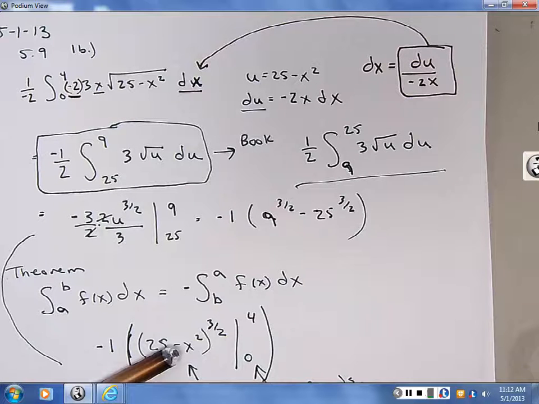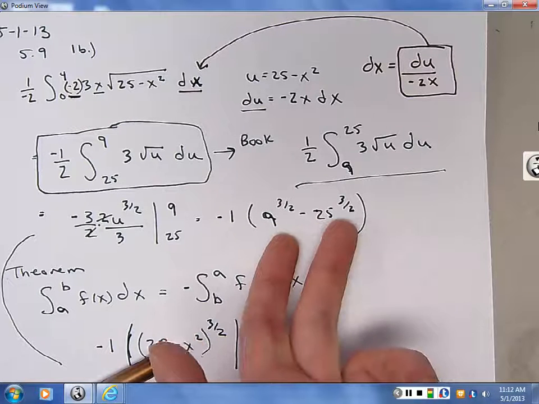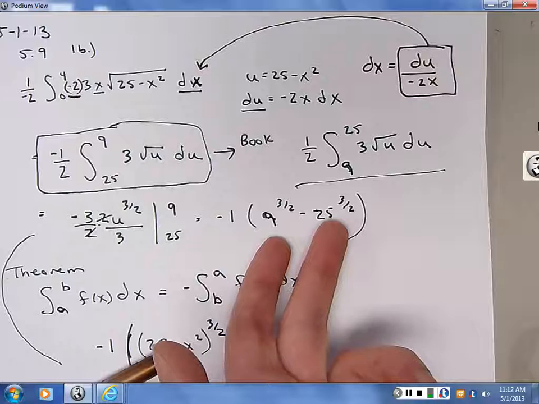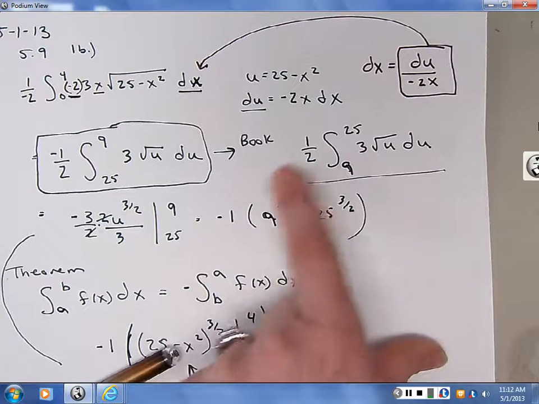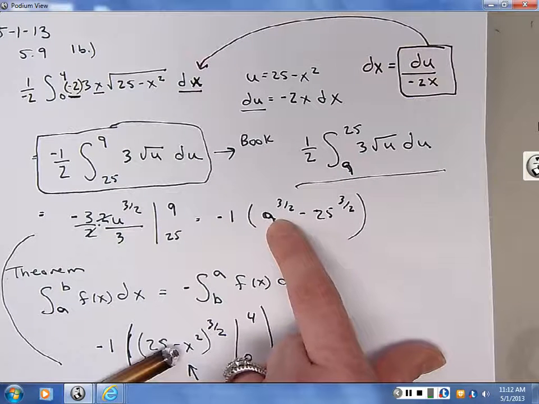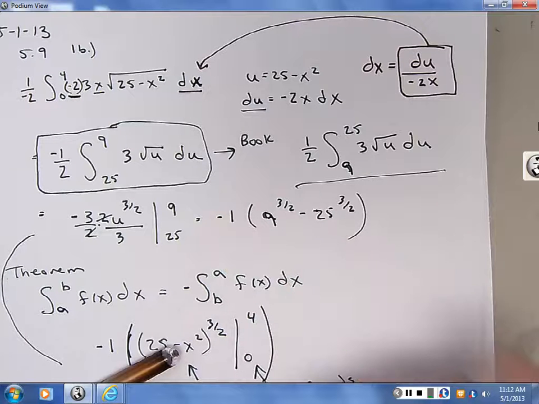If I flip my bounds, it's going to be 25 to the 3 over 2 minus 9 to the 3 over 2, and then this wouldn't be negative. It'd be positive. And that would be positive 25 minus 9, which is exactly what I get if I distribute the negative. Make sense? Yes. Any other questions on the written homework or on Wiley?